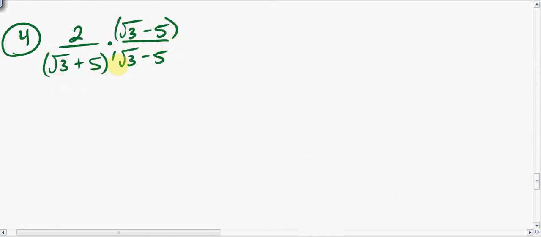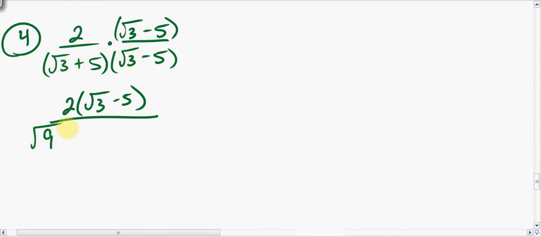I'm going to FOIL the denominator, and remember, I'm not distributing the numerator yet. I'm just going to leave it hanging out on the outside of the quantity, so that 2 does not get distributed in yet. That will be one of the last things we do. So the square root of 3 times the square root of 3 is 9, or square root of 9, sorry. There's our perfect square. Square root of 3 times negative 5 is negative 5 root 3. Positive 5 times the square root of 3 is positive 5 root 3. And positive 5 times negative 5 is negative 25.